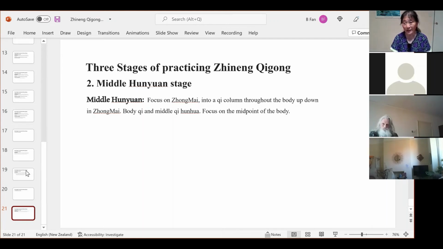The middle Huanyan, that means a very high way. So one day when you can focus on the midpoint of the body, then you go for really higher. Now we're far away, so we need to practice more.